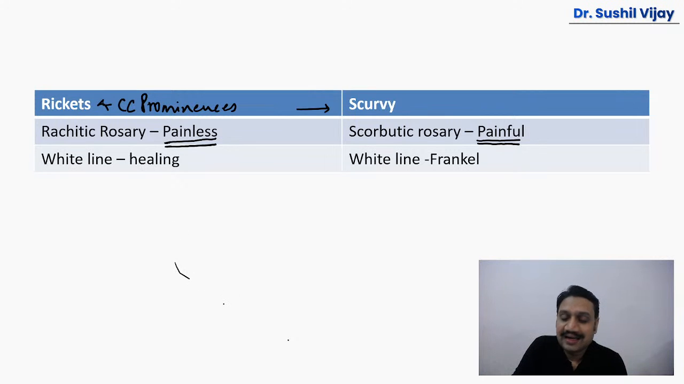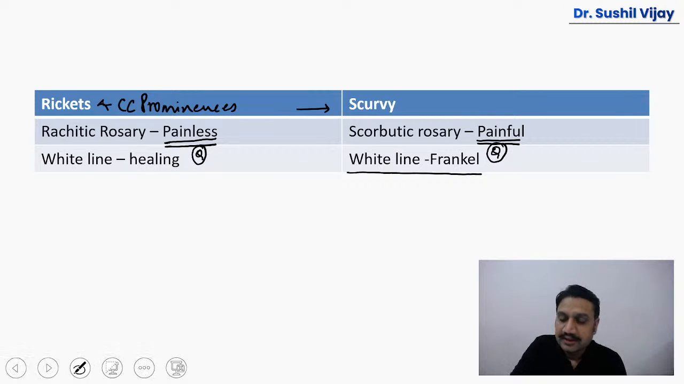Okay, white line of healing. Please remember, when you start the treatment for rickets, the white line appears as part of the treatment process. But when you see the scurvy patient, the white line will already be present over there, and that is known as the white line of Frankel. So, white line of healing and the white line of Frankel. All right, so this is the difference.